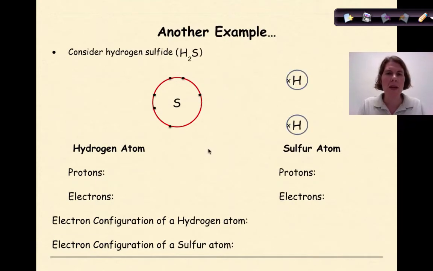Let's look at another example here. Let's look at hydrogen sulfide, which has a formula of H2S. This is a clear gas. It smells like rotten eggs. It's poisonous, flammable, explosive. Good times.